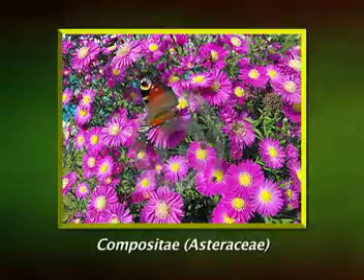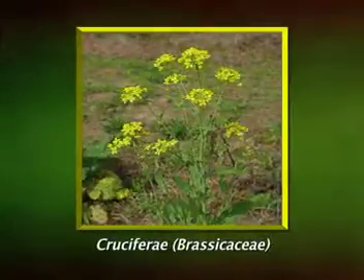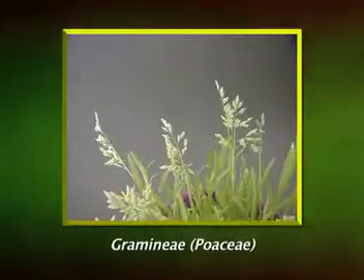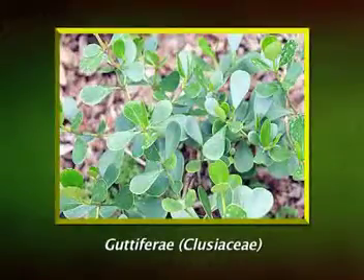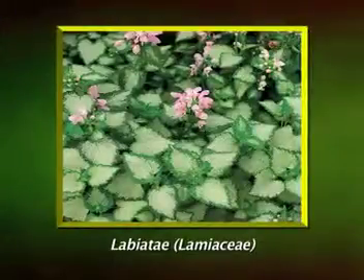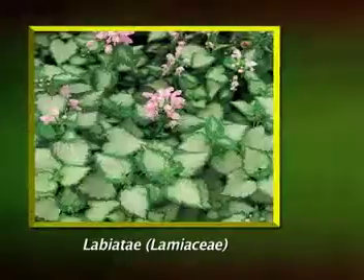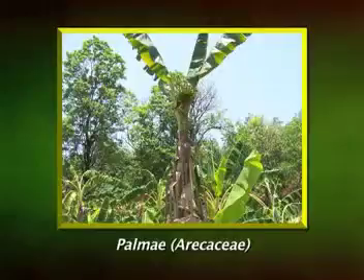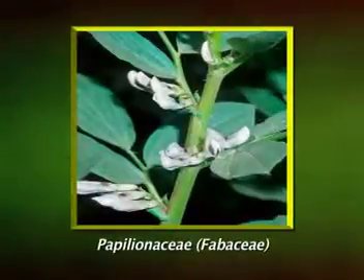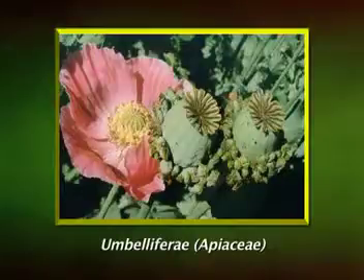The following names of long usage are treated as validly published: Compositae, Asteraceae, type Aster, Linnaeus; Cruciferae, Brassicaceae, type Brassica, Linnaeus; Gramineae, Poaceae, type Poa, Linnaeus; Guttiferae, Clusiaceae, type Clusia, Linnaeus; Labiatae, Lamiaceae, type Lamium, Linnaeus; Leguminosae, Fabaceae, type Faba, Miller, or Vicia, Linnaeus; Palmae, Arecaceae, type Areca, Linnaeus; Papilionaceae, Fabaceae, type Faba, Miller; Umbelliferae, Apiaceae, type Apium, Linnaeus.